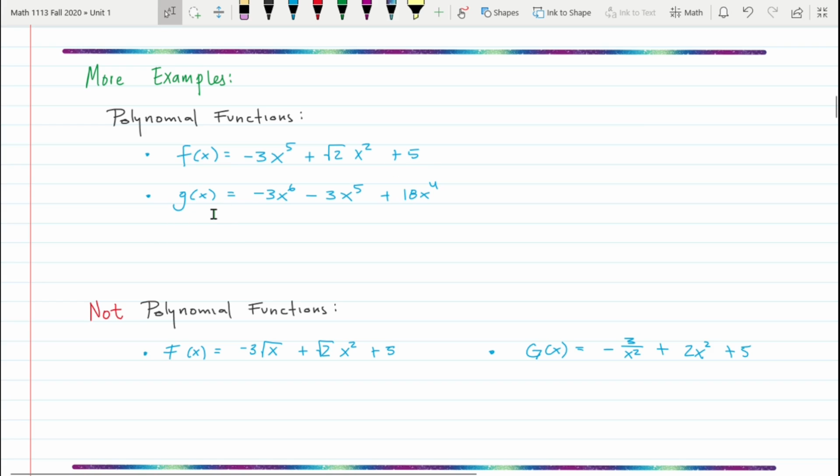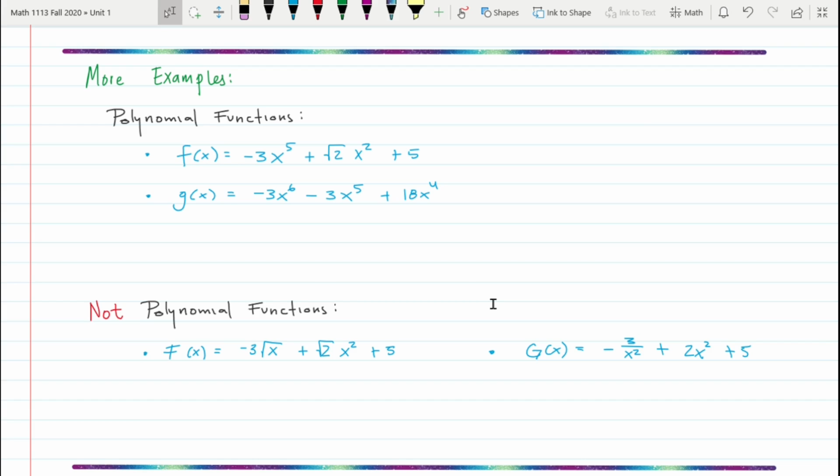Second polynomial is g of x. G of x is defined as -3x to the 6th power minus 3x to the 5th power plus 18x to the 4th power. So we look at the exponents again and try to determine, is this a polynomial? And the answer is yes. We have 6, 5, and 4 as the powers. Are they integers? Yes. Are they positive? Yes. The coefficients, once again, -3, -3, and 18, don't really affect anything. They can be whatever type of number.